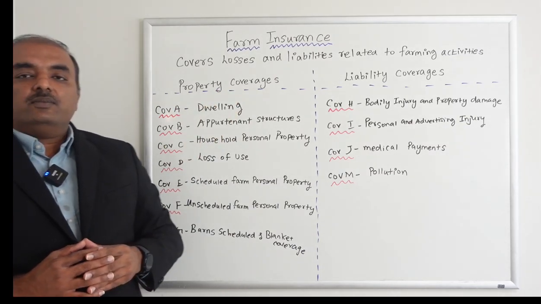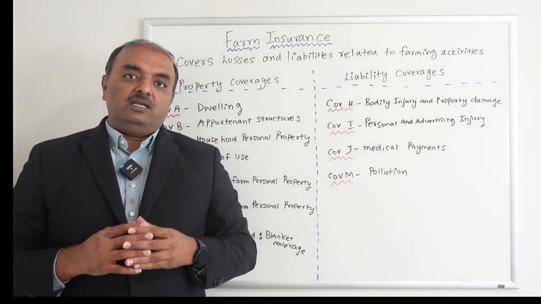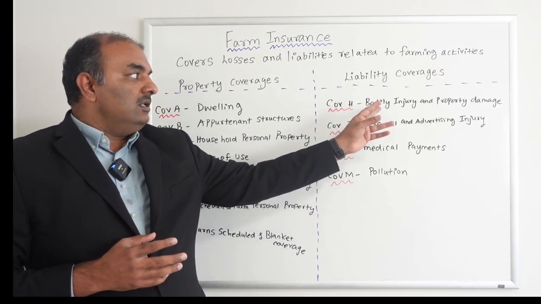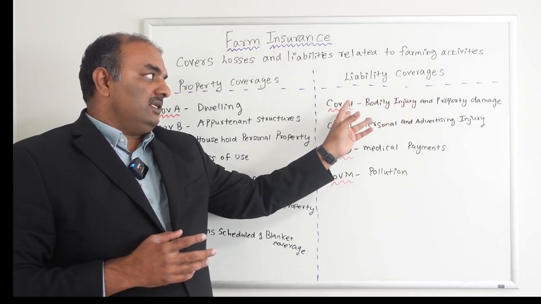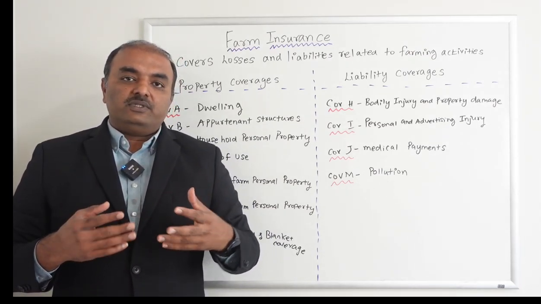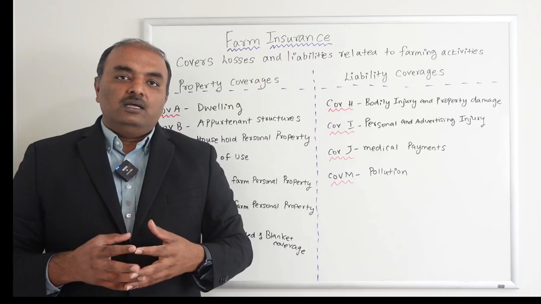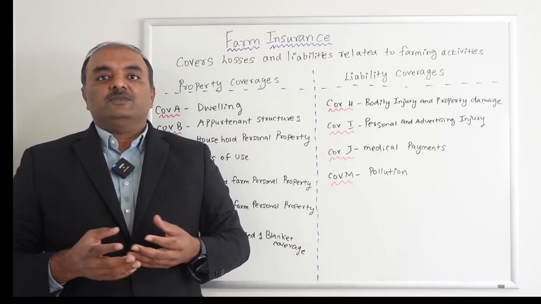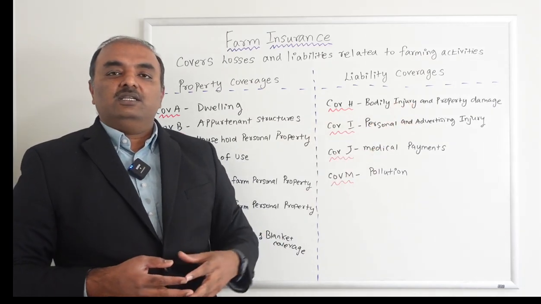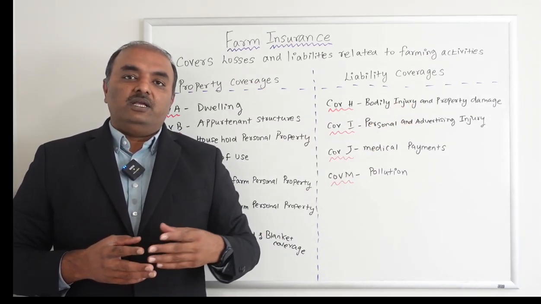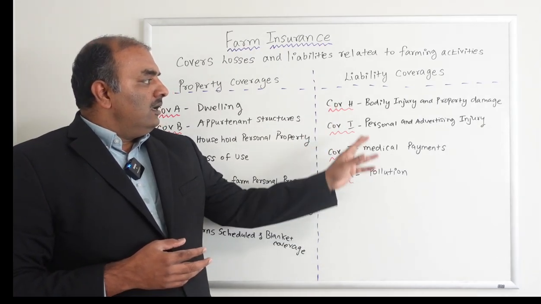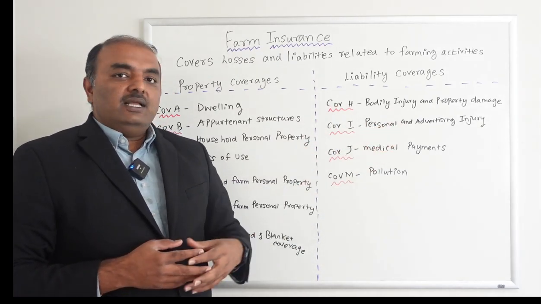Coming to liability, right? Property is where you cover yourself, whereas liability is where you cover third parties due to your negligence. To start with, bodily injury and property damage, which is coverage H. Say, for example, if somebody comes to your farm, like nowadays most of us go to farms for apple picking, etc. If something happens to the end customers, you are liable for them. In that case, you can use bodily injury or property damage. Say due to your farming activity you have injured somebody or damaged some other property of your neighbors, you can use this one.